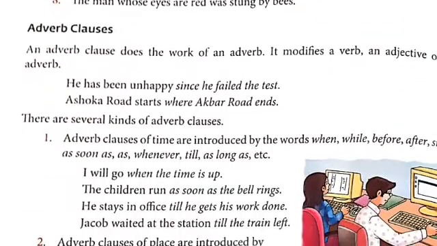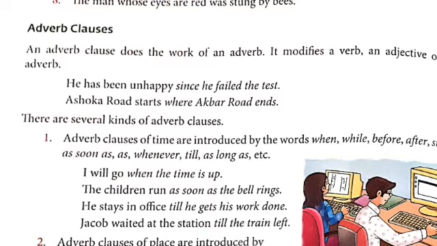Now, what is an adverb clause? An adverb clause does the work of an adverb, that is, it modifies a verb, an adjective or an adverb. He has been unhappy since he failed the test. Ashoka Road starts where Akbar Road ends. Now, there are several kinds of adverb clauses.